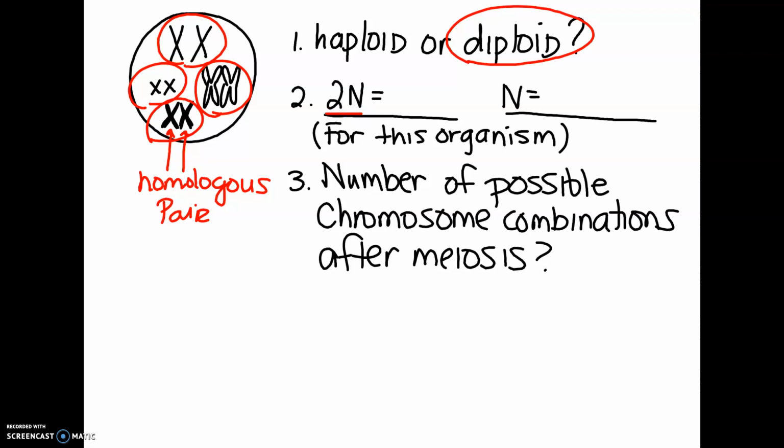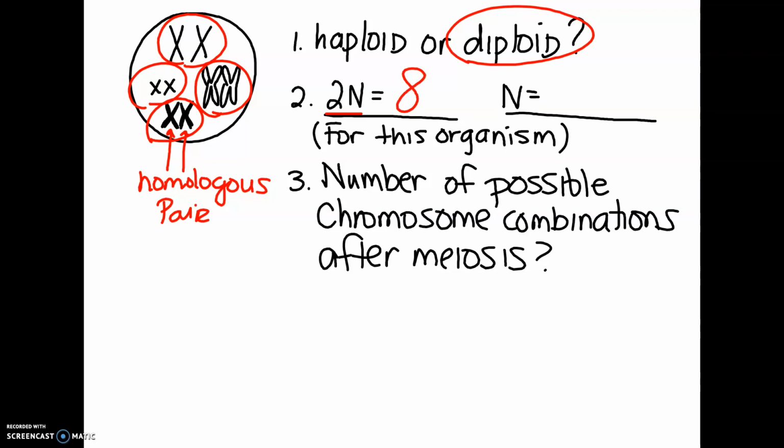Now, the next question: what is the diploid number? 2N means the diploid number for this organism. Keep in mind, this was a misconception yesterday. The diploid number is the total number of chromosomes in a diploid cell. So the diploid number for this cell would be 8. The total number of chromosomes in the cell is 8.